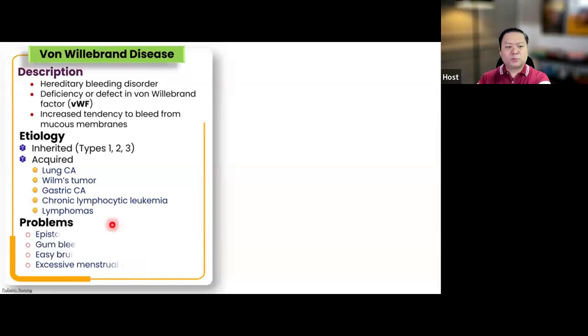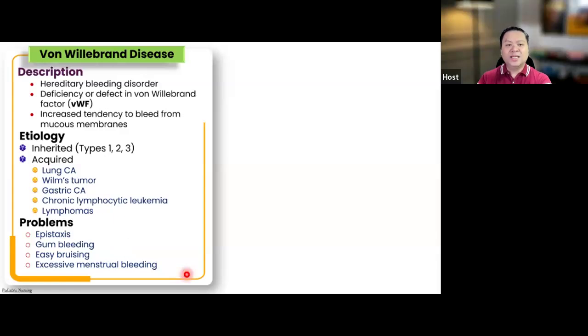Now, let's go into the problems here. Now, the patient, as I have said earlier, can manifest epistaxis, nose bleeding. There will be gum bleeding. There's also easy bruising and also excessive visceral bleeding, especially for those adolescent females, right? And so these are the most commonly detected manifestations.